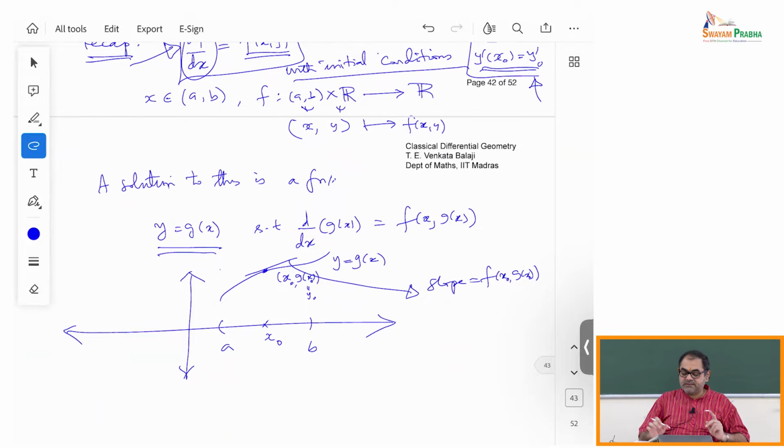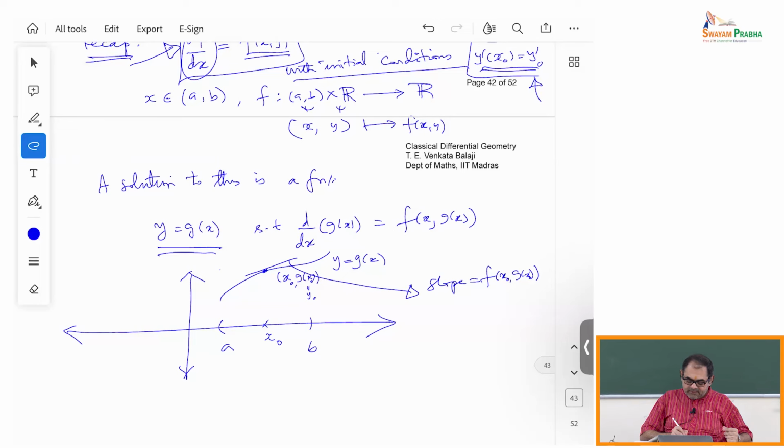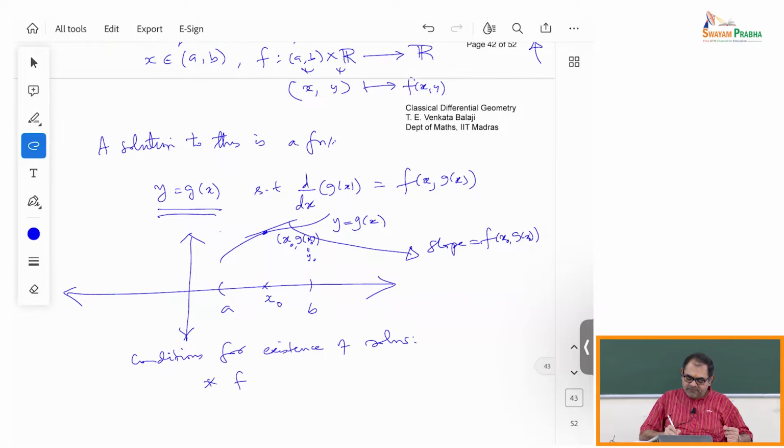The first thing is, for such a differential equation to be solved, you need conditions. The first condition that you will need is, of course, f is continuous. Basically the slope should vary continuously. The tangent vector field, as it is called, should vary continuously. So the conditions for existence of solutions are, number one, f is continuous. You need this.